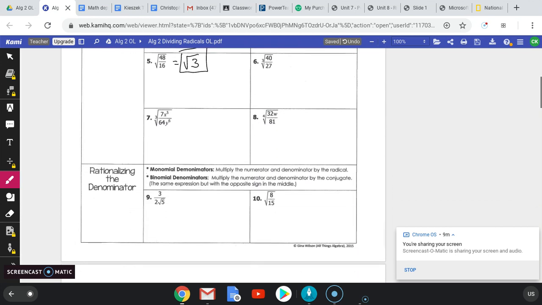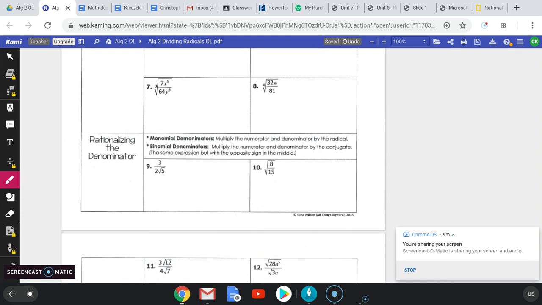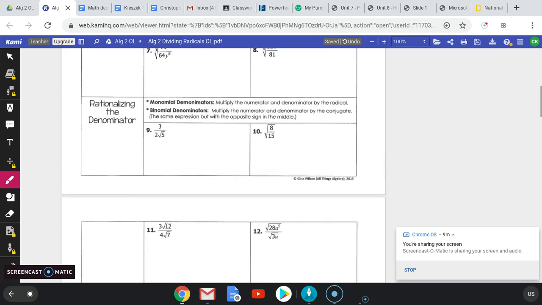So the main idea of this here is rationalizing the denominator. There's going to be 1 or 2 units in geometry where you would have to rationalize. You might have a square root on the bottom and you have to rationalize it. So there's 2 possibilities, as it says here, first one, a monomial denominator.